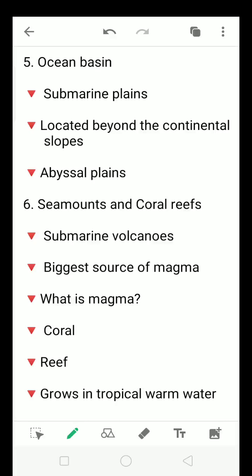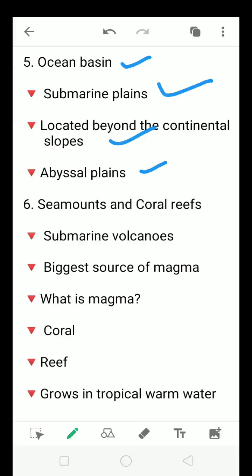After that, we will read about the ocean basins. Ocean basins are submarine plains. They are located beyond continental slopes. Ocean basins are also called abyssal plains. Abyss means a deep pit. Most of the ocean ridges are found in the middle of the abyssal plains.